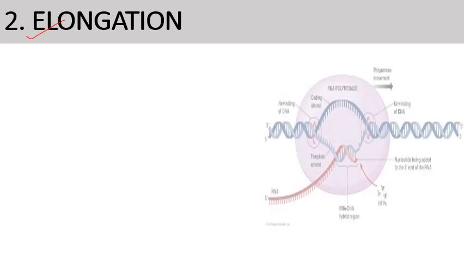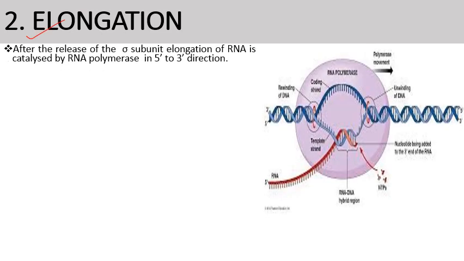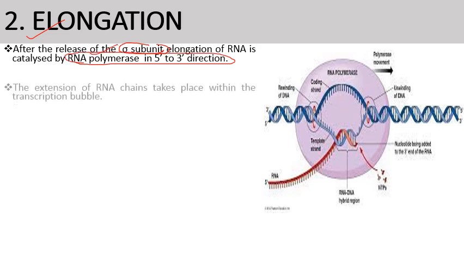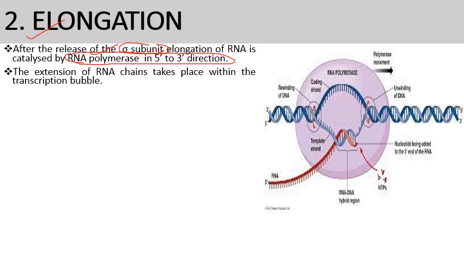Then the second step in transcription is elongation. After the release of the sigma subunit, elongation of RNA is catalyzed by RNA polymerase in 5' to 3' direction. So this is performed by RNA polymerase. The extension of the RNA chain takes place within the transcription bubble. So this leads to formation of a bubble-like structure, which is known as the transcription bubble. This unwinding is done by RNA polymerase itself.